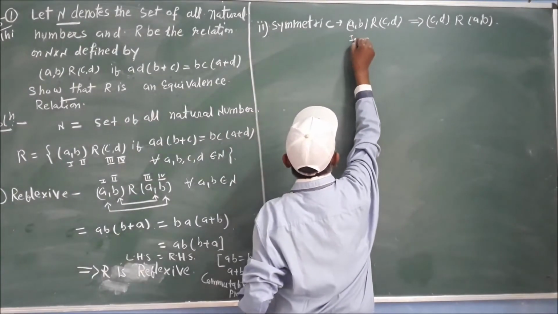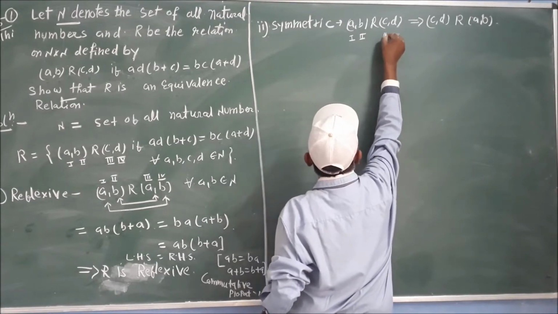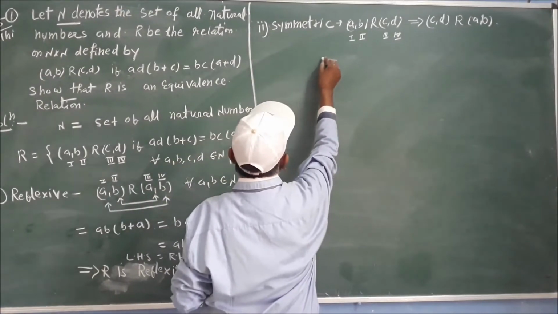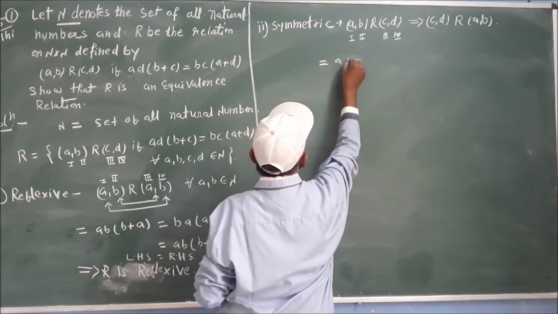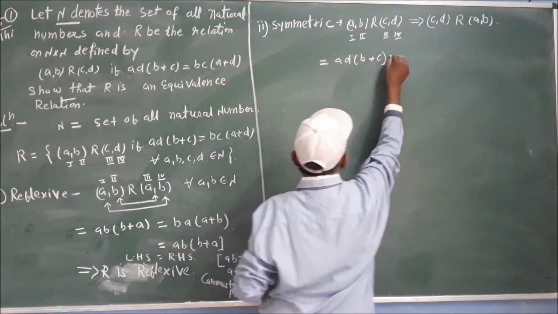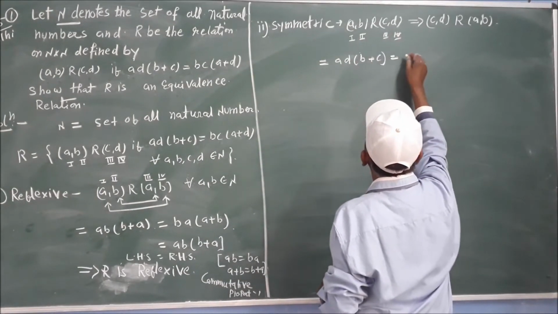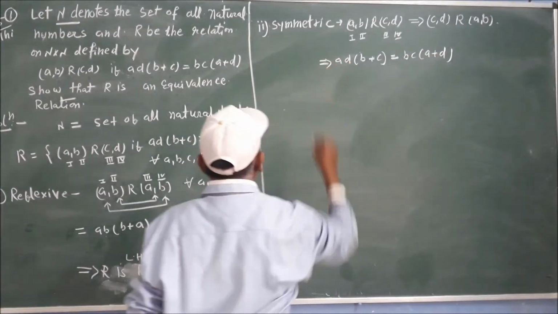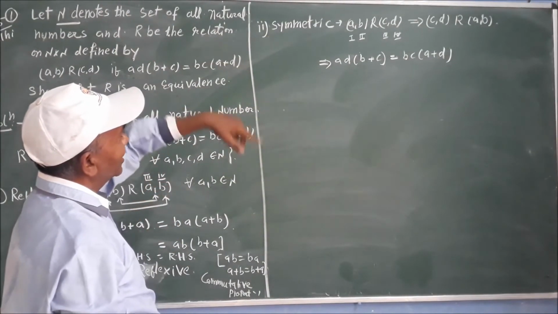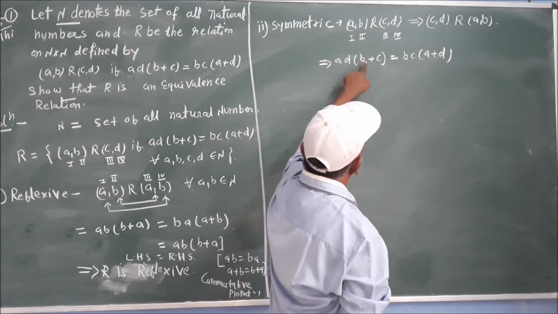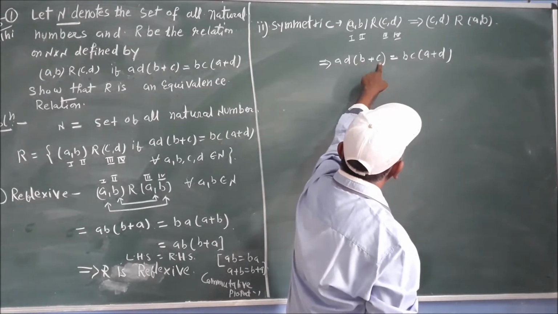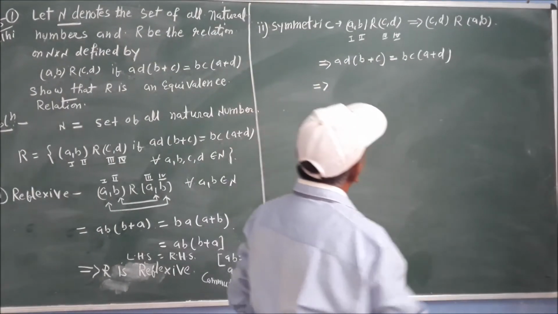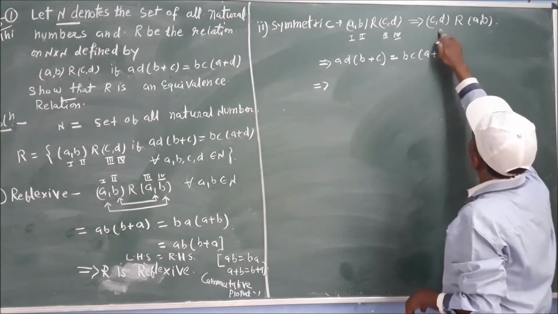This is your first element, second element, this is your third element, and this is your fourth element. So using this property we can write, take LHS, and this will be equal to AD into (B + C) is equal to BC into (A + D). If we use this property, first element into fourth element is equal to second element plus third element. So this will be equal to, we have to bring CB.